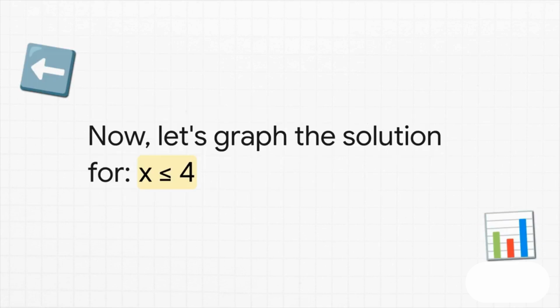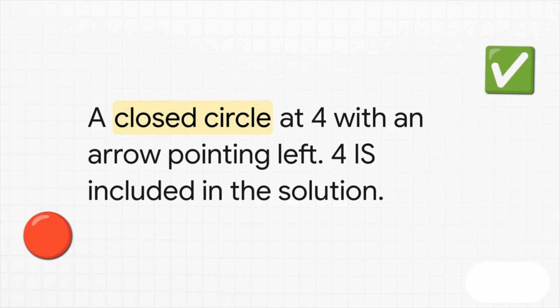All right, let's do another one. This time, let's graph x is less than or equal to 4. And boom, here's the other side of the coin. See how that circle on the number 4 is all filled in? It's solid. That's because of that or equal to part. It's telling us that yes, 4 itself is a totally valid answer. And, of course, the arrow pointing to the left shows that all the numbers smaller than 4 are also solutions.